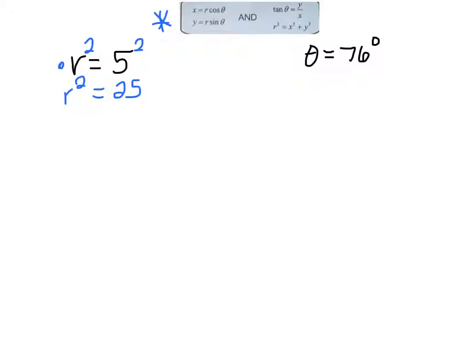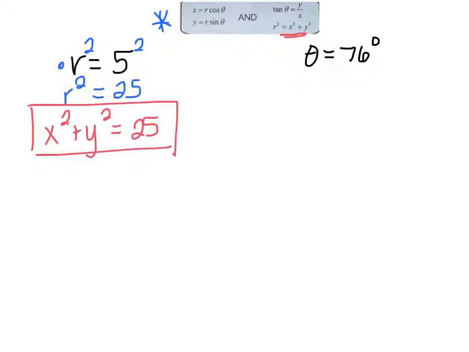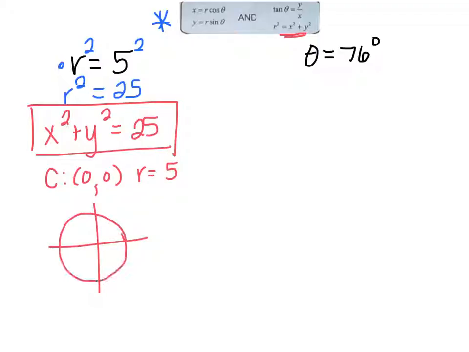Well, now I can use the substitution piece. What does r squared equal? Well, it equals x squared plus y squared. So now I have an equation that has x's and y's, and I actually have a circle. The center is the origin, which is (0, 0). The radius equals 5 because it's the square root of r squared. And if I was to graph that, it's going to be 5 units all the way around.